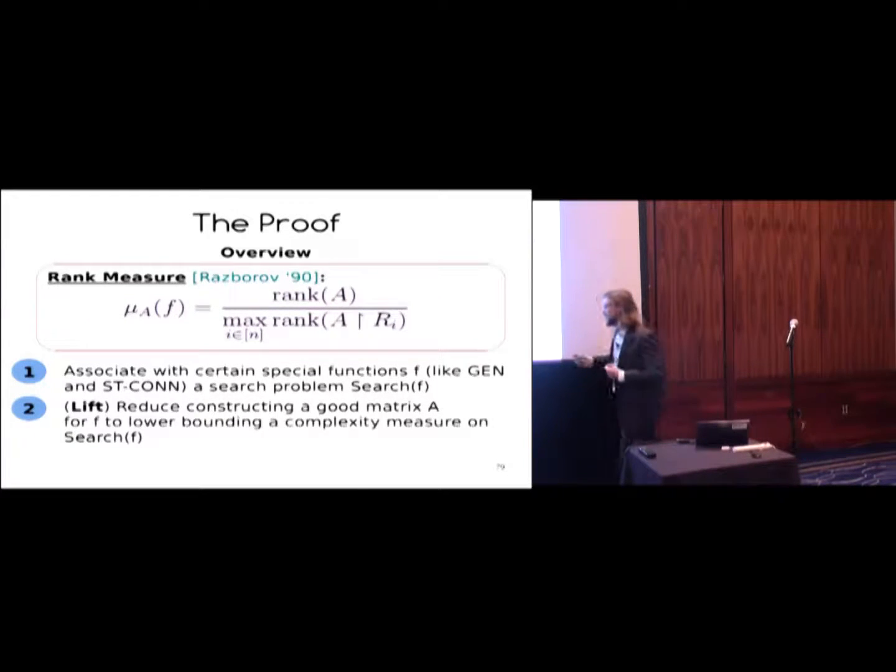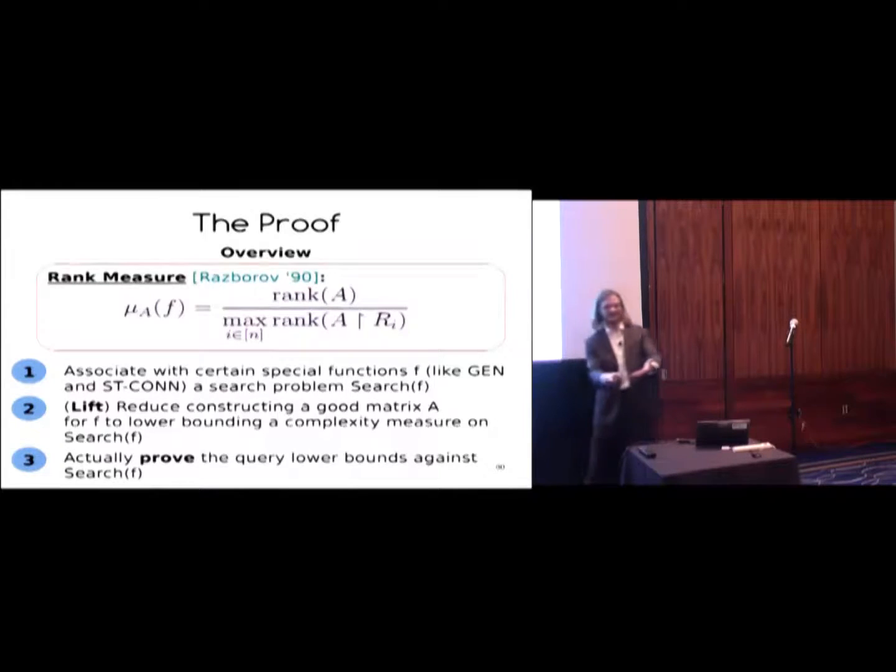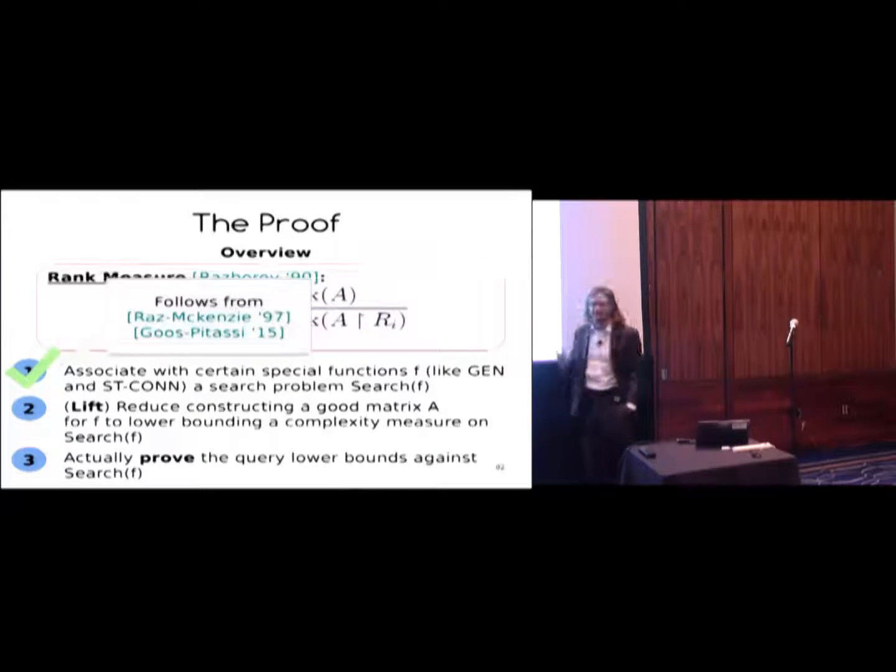Okay. And then finally, we actually prove the lower bound on the search problem. Right? So it's really simple in 3 easy steps, I guess. So now the first step is basically done. I mean, this follows from earlier work, Raz and McKenzie, and sort of cleaned up and enunciated in Göös, Pitassi, and also many works in this conference that I've forgotten to cite. So for instance, the nice proof complexity paper we saw earlier.